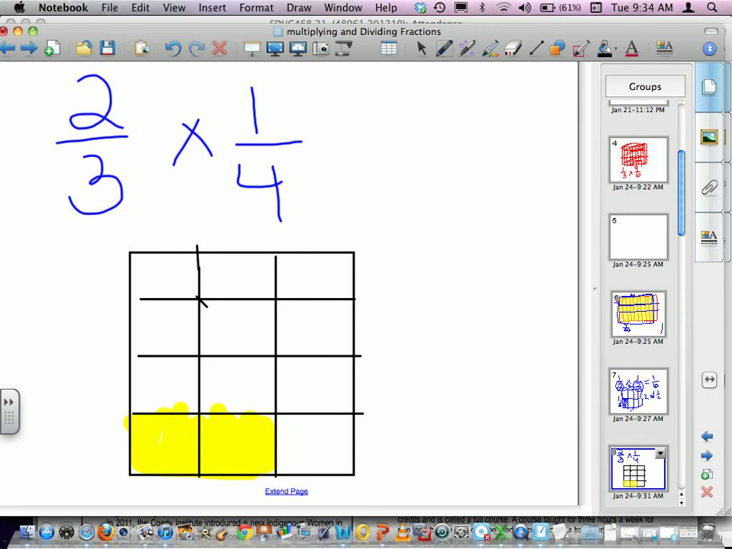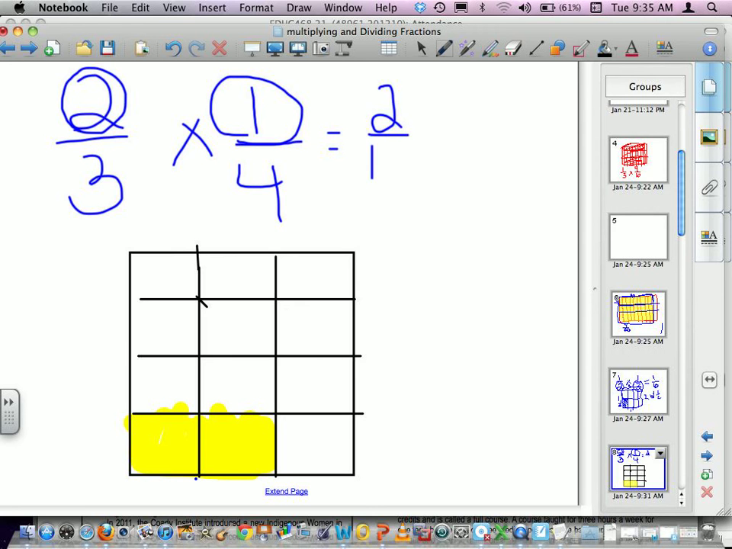What are we left with then? 2 out of 12. And where does the 2 come from? It's 2 out of 3. So the 2 is right here by the 1, which comes from the equation 2 times. And where does the 12 come from? 3 times 4. So we get 2 out of 12.